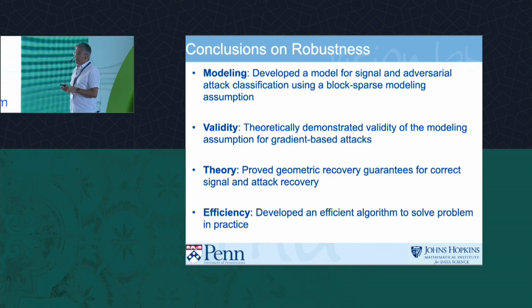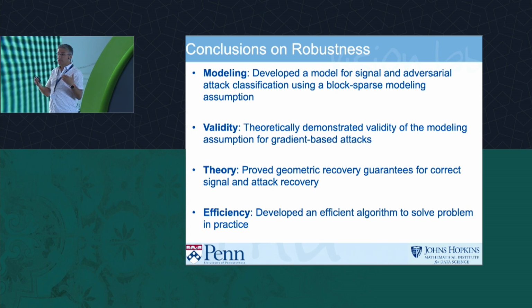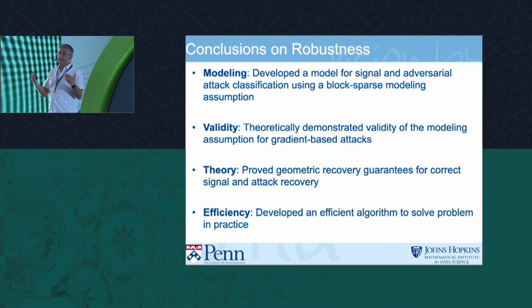So in summary, for this first part, how low-dimensional representations help robustness. The key observation is simply that these attacks are based on gradients, and for ReLU networks, these gradients can always be expressed as sparse linear combinations of other attacks. And we also derive conditions on the data and the attacks under which this block sparse recovery is guaranteed to give you the correct class and the correct attack family, and develop efficient algorithms to do this in practice.